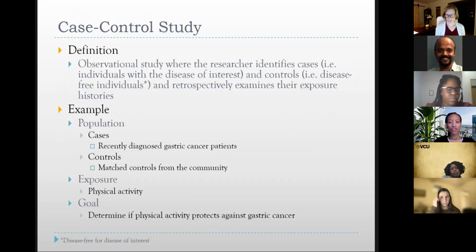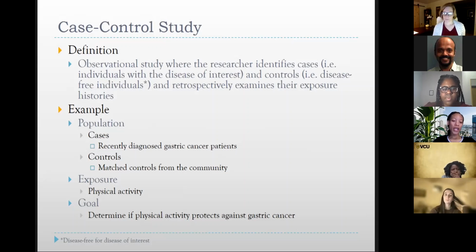An alternative are case control studies. So these are observational studies where the researcher identifies the cases, so the individuals with the disease of interest, and then corresponding controls, so individuals who do not have that disease of interest. And then they retrospectively examine their exposure history. An example of this would be if a researcher wanted to determine if physical activity was a protective factor against gastric cancer. What you could do is look at hospital records for individuals who are recently diagnosed with gastric cancer, and then select matched controls from the community.